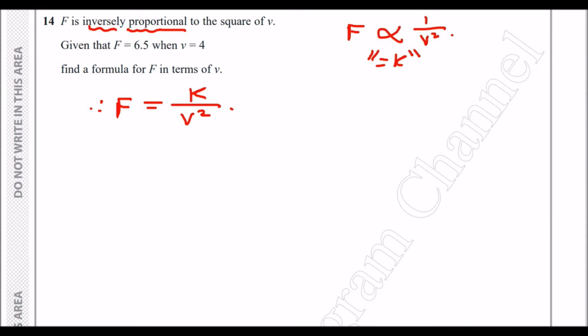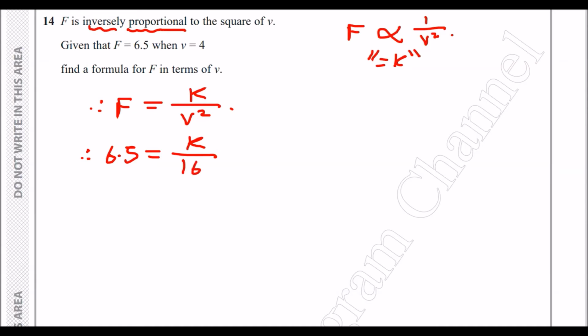So all they want you to do is find a formula for f in terms of v. We pretty much got it. The only problem is that you got k involved, and we need to solve for k using the given terms. So it says, given that f equals 6.5 when v is 4, so let's write it down. Replace f with 6.5, k over, and replace v with 4, so 4 squared is 16.